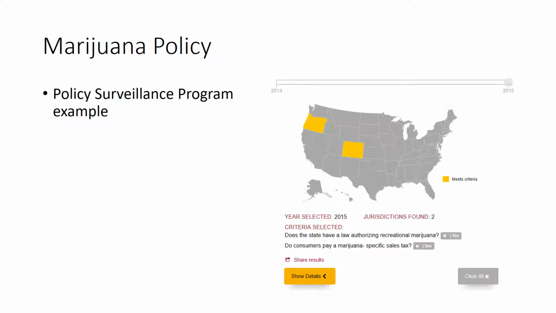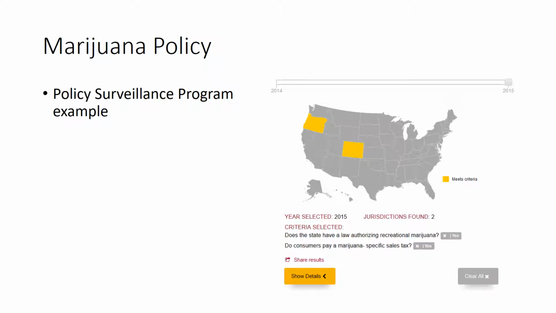So here's an example of the type of information from the Policy Surveillance Program. Again, this is funded by the Robert Wood Johnson Foundation. This data is a little out of date, so it's not very robust data, but what they allow you to do is give you access to the raw data. They allow you to make these maps and charts so you can see what's going on in geographic distributions, and they give you some level of specificity.